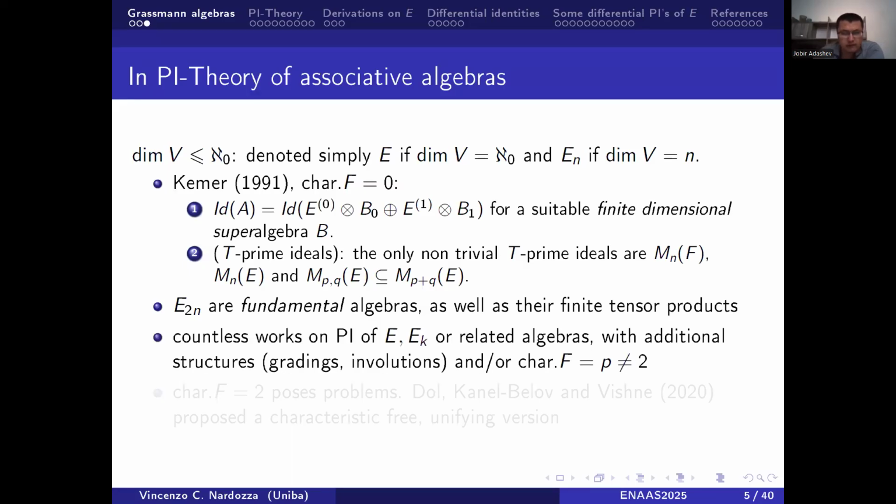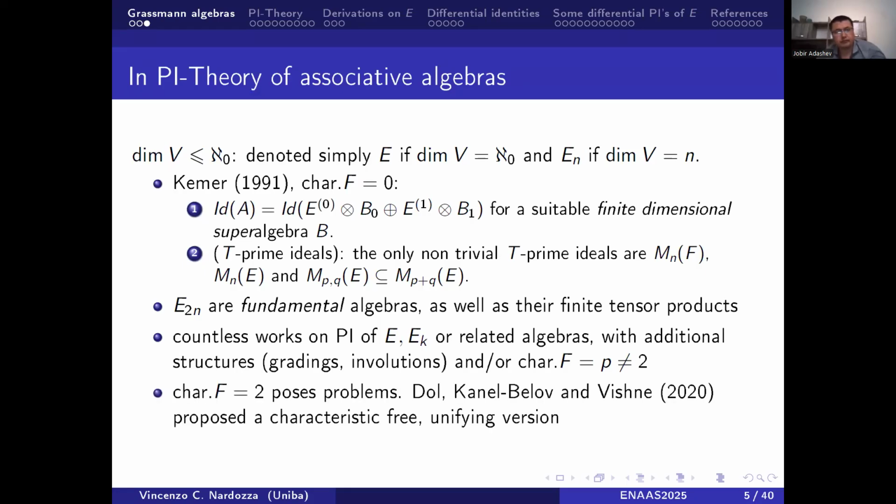Okay, there are countless works about the Grassmann algebras E sub k, or algebras related to the Grassmann algebras with additional structures, for instance, gradings, involutions, and moreover, over any field of characteristic, even positive characteristic, but the characteristic has to be different from 2, because characteristic equal to 2 really poses some problems in PI theory.